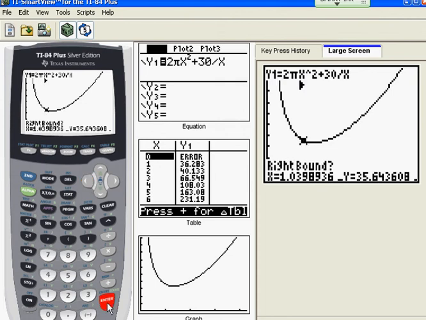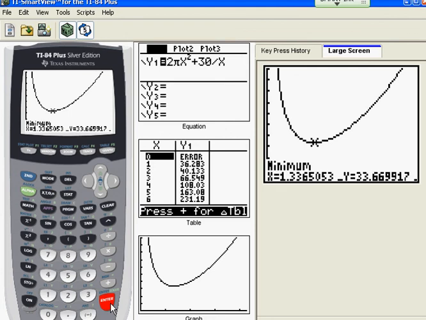Right bound or upper bound, it might say. Move over to the right of where the min is occurring. Hit enter one time. And then it's asking for a guess. So I guess I'll just go over here. I'll hit enter. And there you go.